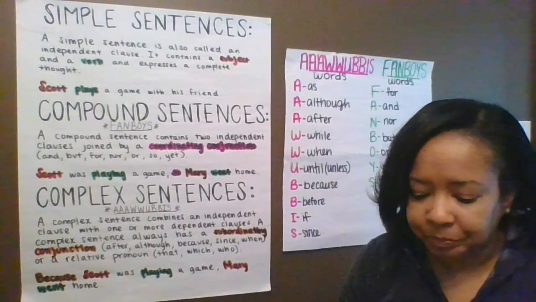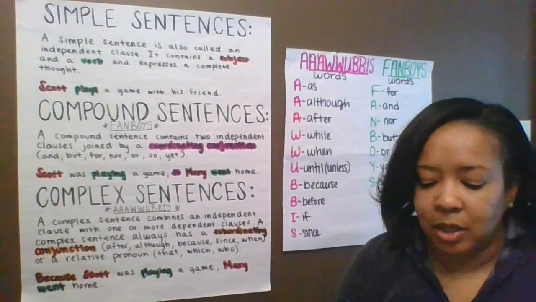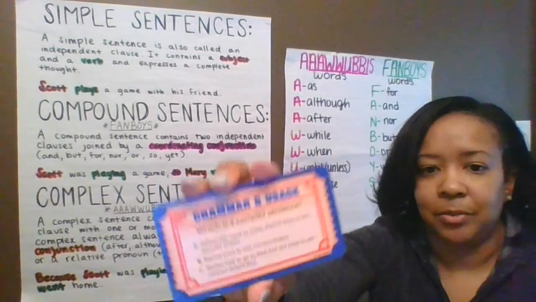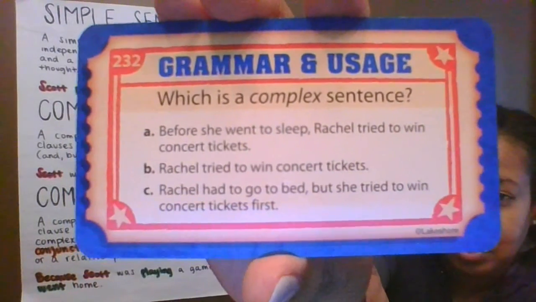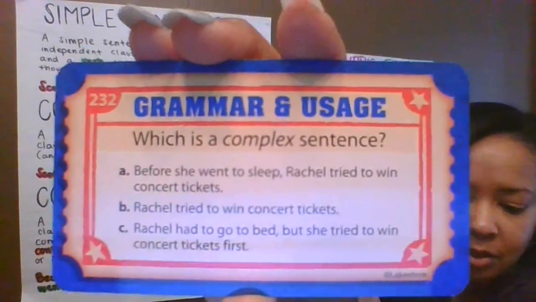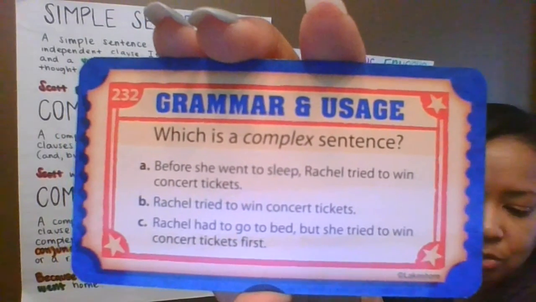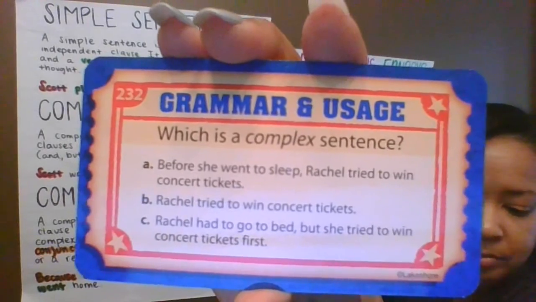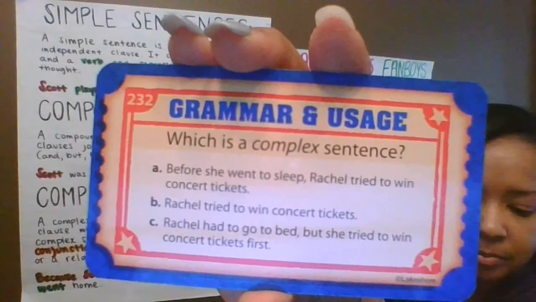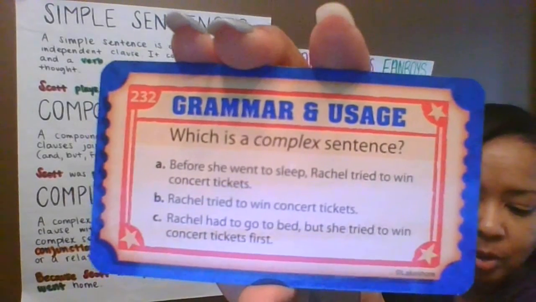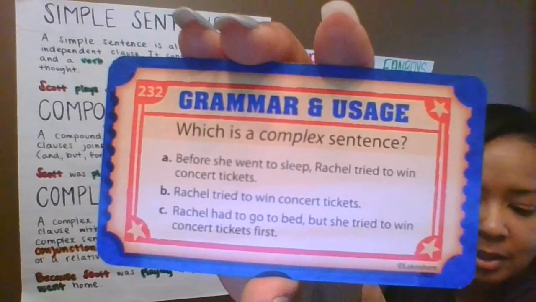Now let's look at our last and final one, and I want you to pay very close attention to this one. It's a little bit different. It says which is a complex sentence. So it gives you 3 different sentences, and you have to pick out the complex sentence. A, before she went to sleep, Rachel tried to win concert tickets. B, Rachel tried to win concert tickets. C, Rachel had to go to bed, but she tried to win concert tickets first.